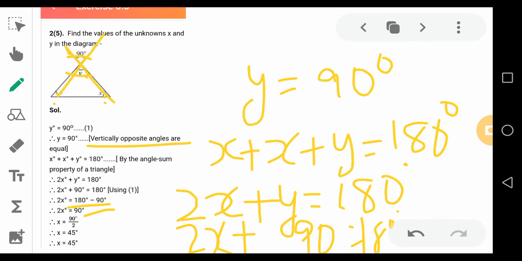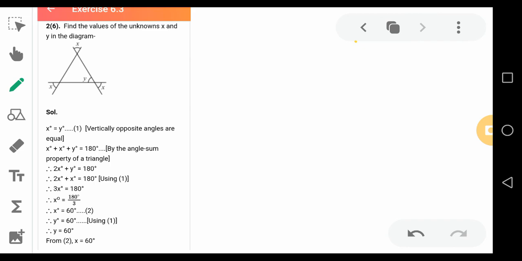Easy only, right? Okay. Now moving on to the next one. Find the values of the unknown x and y in the diagram. So how will you find this? Nothing is there. Shall we start? So here x and y, they are vertically opposite angles, right? Anyway, these two lines are intersecting. So these two angles will be forming vertically opposite angles. So this is x and this is y, it's written. So y is also x. Clear?